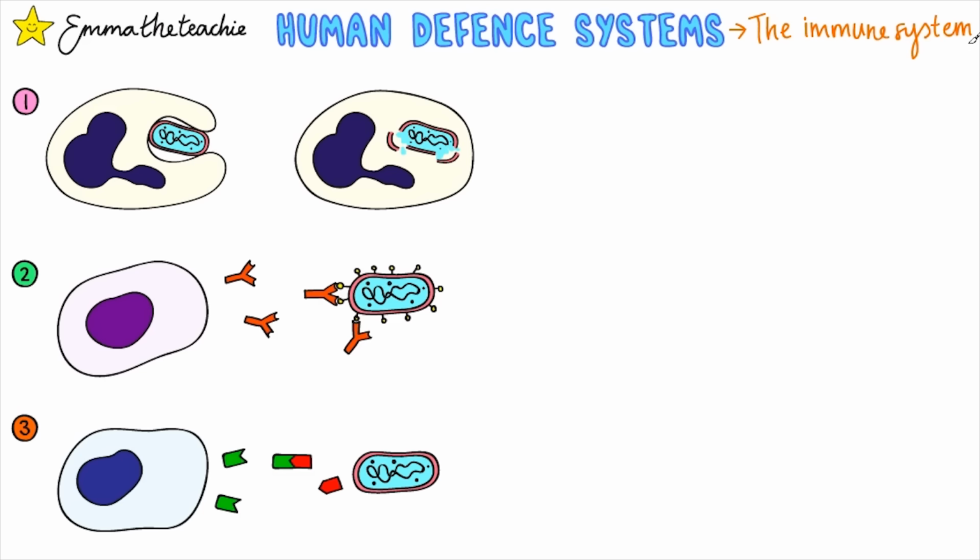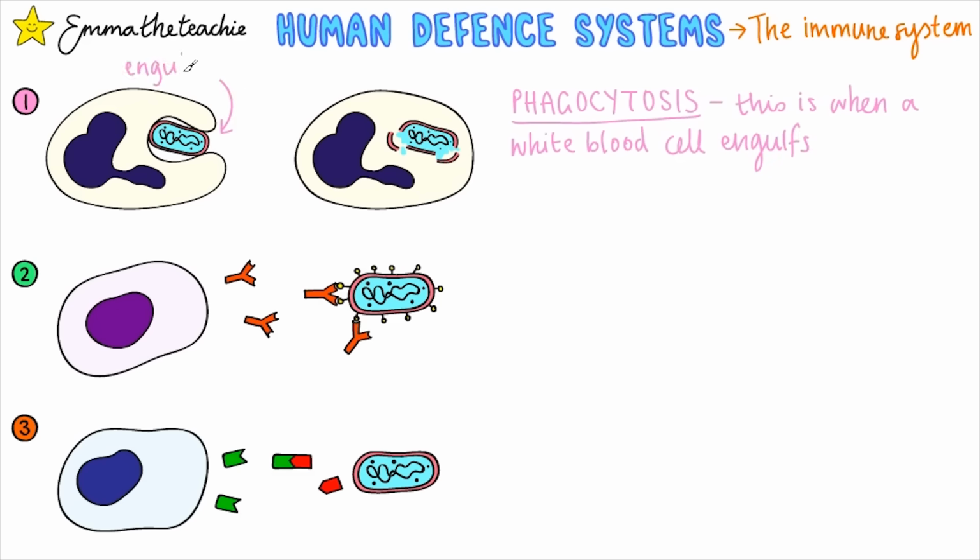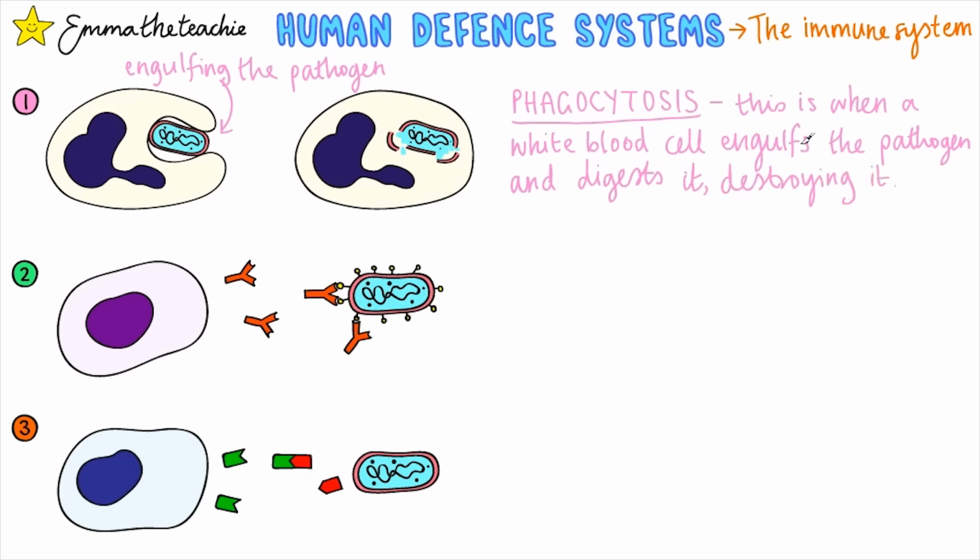If any pathogens get past the first line of defense, they will meet the immune system. The immune system is made up of different white blood cells, and they can do 3 things to defend against pathogens. First up is phagocytosis. This is when a white blood cell engulfs, which means it sort of surrounds and absorbs. It engulfs the pathogen and then digests it, which breaks it down and ultimately destroys it.